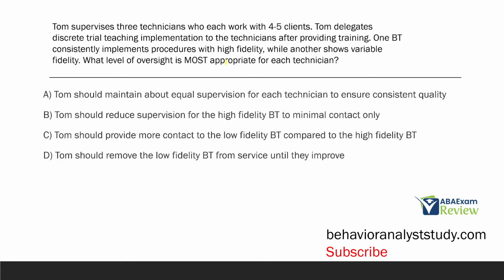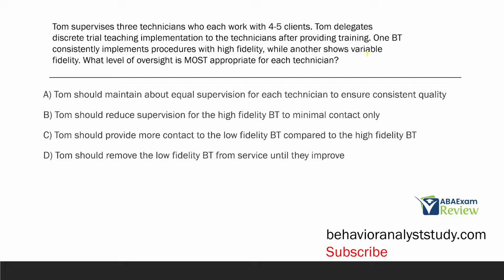Tom supervises 3 technicians who each work with 4 to 5 clients. Tom delegates discrete trial teaching implementation to the technicians after providing training. One BT consistently implements procedures with high fidelity, while another shows variable fidelity. What level of oversight is most appropriate for each technician? So we have a supervision question here.